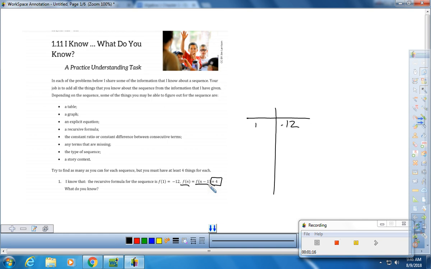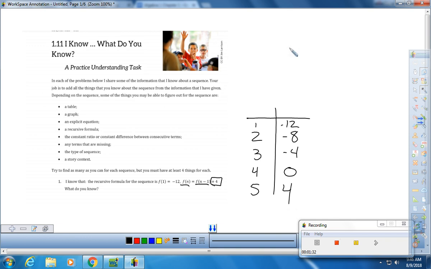Okay? So what will the second term be? Well, I got to add 4. The second term will be negative 8. Then negative 4, then 0, then 4. Well, here, there's my table. Okay? So we got a table.